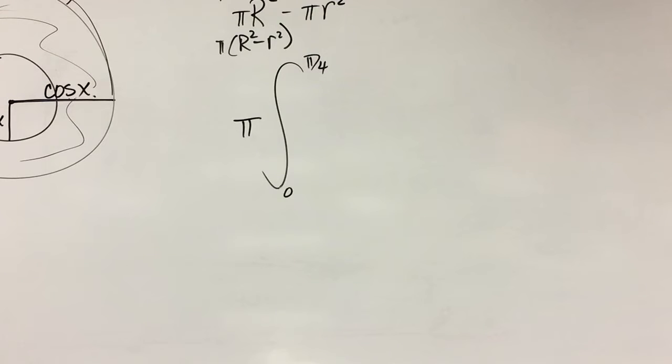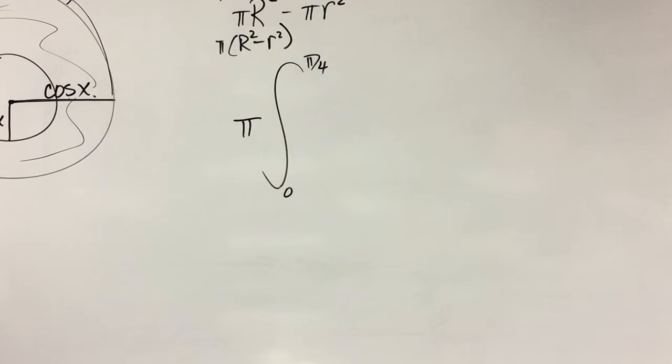Do you understand why we decided the big radius is cosine and the little radius is sine? Can you see that from the diagram or not? Yeah. Is it because on the initial cone thingy, the top curve is cosine and the bottom curve is sine? Yes. Okay.